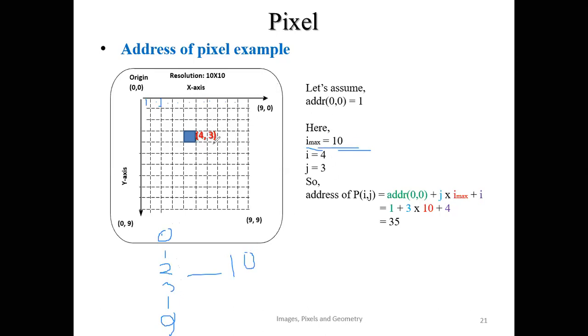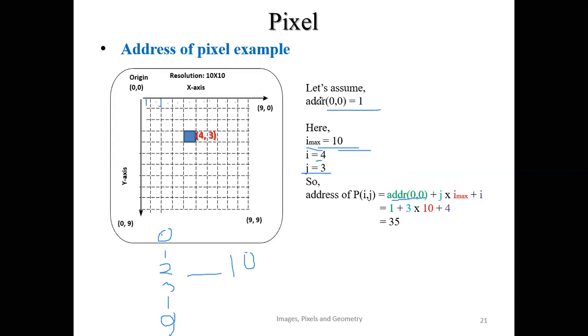And now the point you want to draw is (4, 3). So the value of I is 4, the value of J is 3. Now how do we calculate the pixel that needs to be drawn? We actually use the origin, that is (0, 0). The address value of the origin is 1. So the address is address(0, 0) plus J times Imax plus I.